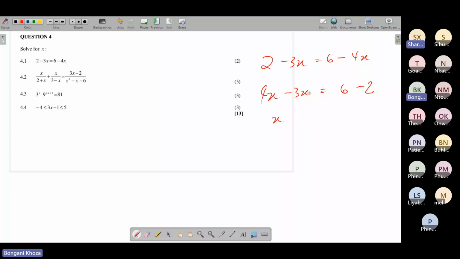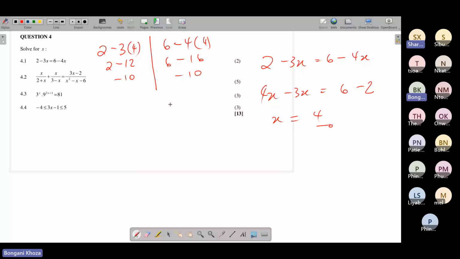So here we have x equals, this gives us 4. So this is our final answer. Remember, we have to check if our right is equal to our left. So it will be 2 minus 3 into 4, which gives me 2 minus 12, which is minus 10. So on my left hand side, I have minus 10. On the right I'll have 6 minus 4 into 4, 6 minus 16, and this is minus 10. So my left and right are equal, which means this answer is correct.